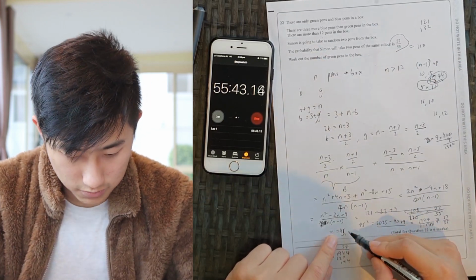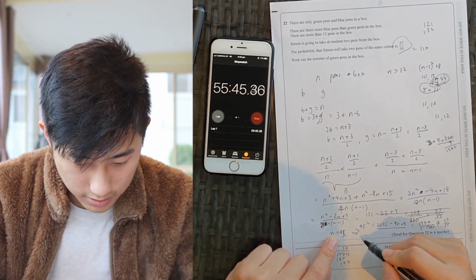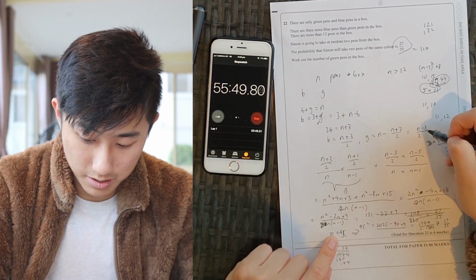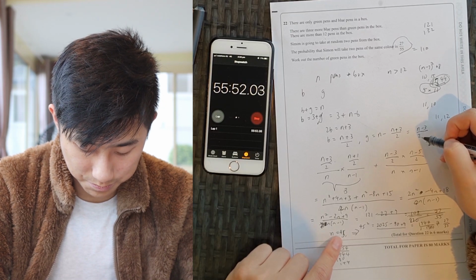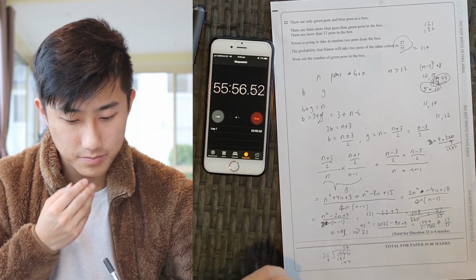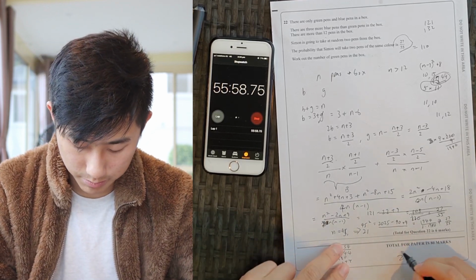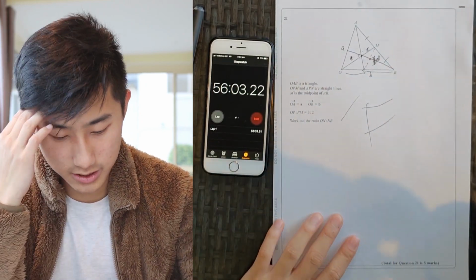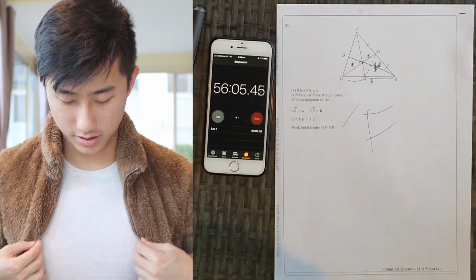So n is 45. That means the number of green is n minus 3 on 2, which is 21. Yeah. So the final answer is a bit messy here, but that's 21. So that just leaves the last question, which I didn't get, which is question 21.